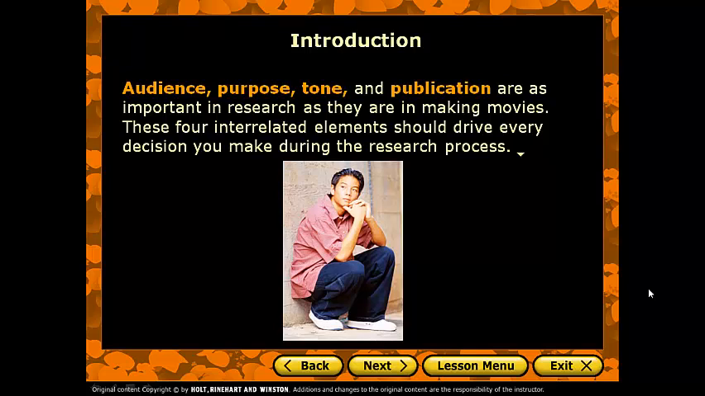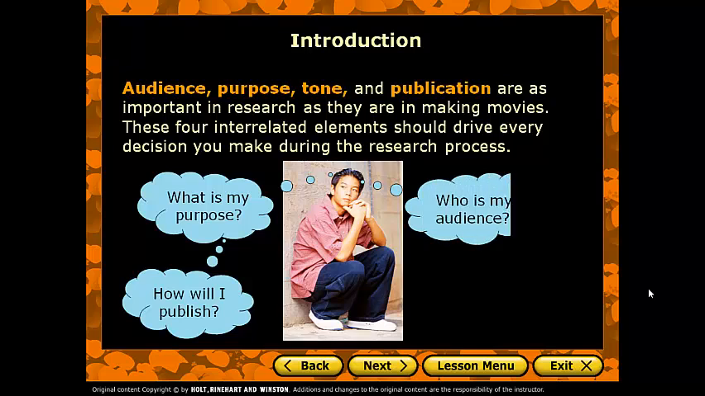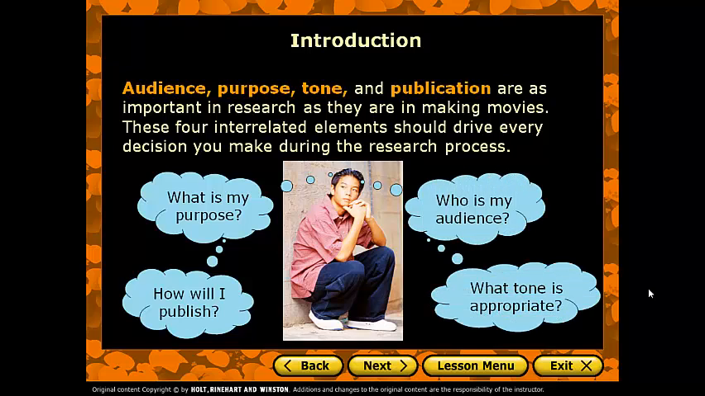So audience, purpose, tone, and publication are as important in research as they are in making movies. These four interrelated elements should drive every decision you make during the research process. What is my purpose? How will I publish? Who is my audience? And what tone is appropriate? So these are the four topics that this lesson is going to look at.